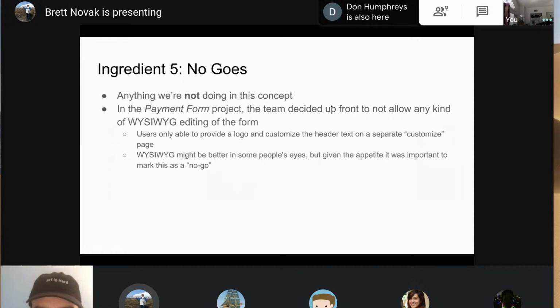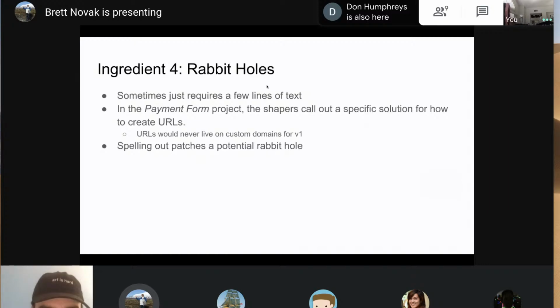All right, ingredient number 5, no-goes. I guess that's actually kind of tied to that. Anything we're not going to do in this concept. In the payment form project, the team decided upfront not to allow any kind of what you see is what you get editing of the form. Users are only able to provide a logo and customize the header text on a separate customized page. Of course, what you see is what you get might be better in some people's eyes. I'm sure it would be in many people's eyes, but given the appetite, it was important to mark this as a no-go. It's kind of interesting because I see no-goes and rabbit holes so tied together.